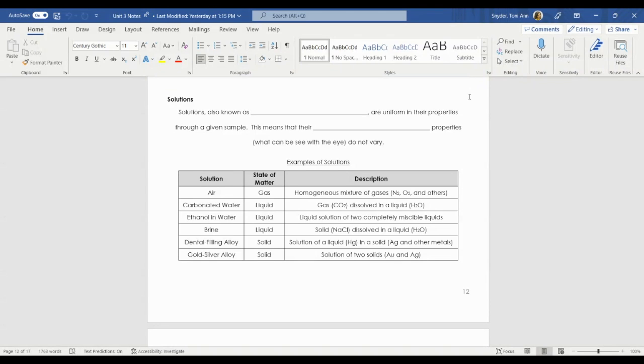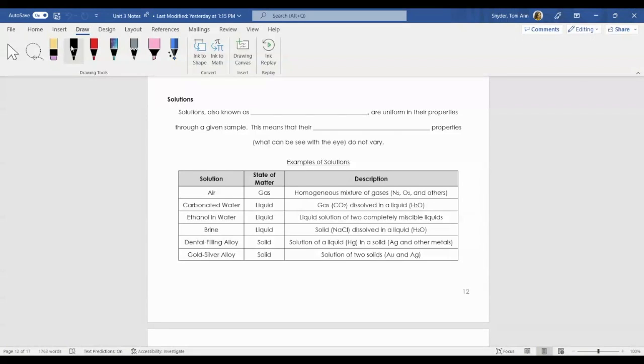When we talk about solutions, another way to say a solution is that solutions are also known as homogeneous mixtures. They're called homogeneous mixtures because they are uniform in their properties throughout a given sample. This means that their macroscopic properties do not vary, and macroscopic just means what can be seen with the eye.